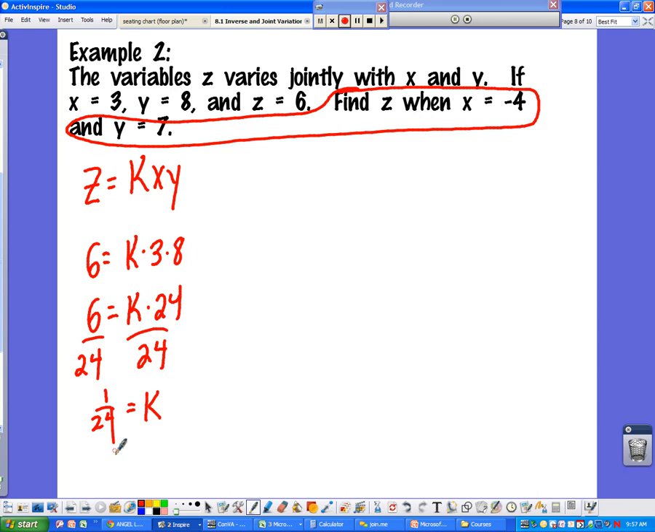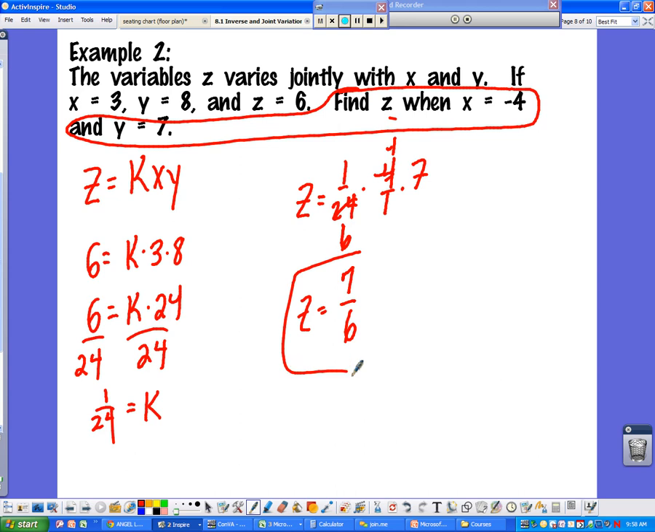So I'm looking for z again. Z is my unknown variable. K is 1/24, x is -4, and y is 7. Well, these will cancel. So I find out that my z is going to be 7/6. All right, so that concludes joint variation.